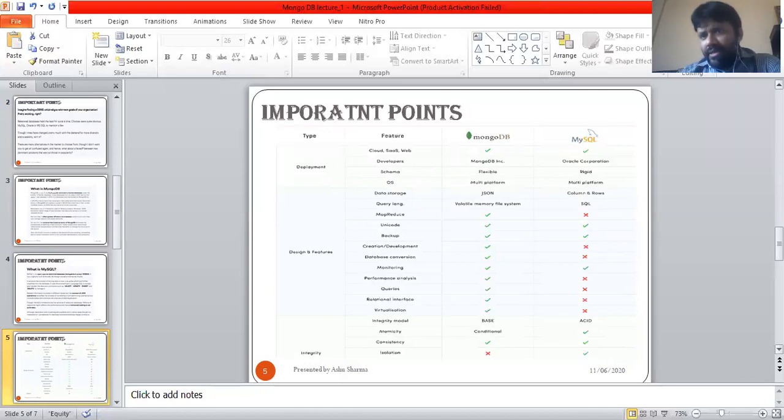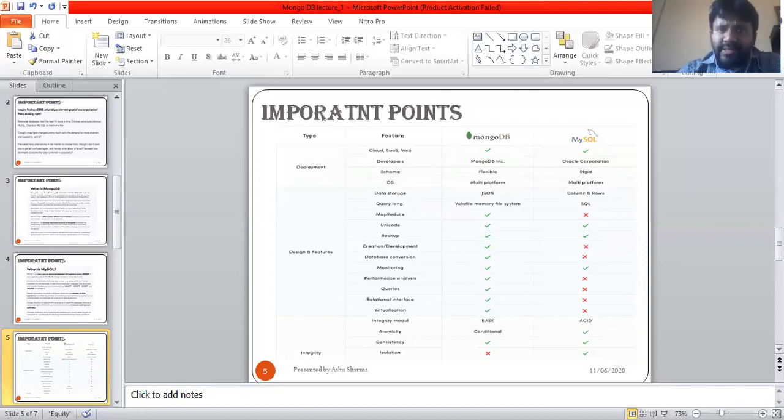But if you compare with MySQL, yes, cloud SaaS web compatibility is there. Again, the developer is Oracle Corporation, and schema is rigid, so schema is not flexible enough. OS is multi-platform, both are multi-platform. Data storage is in the form of columns and rows, so it's a table format, and the query language is SQL. MapReduce and HDFS support has a cross with MySQL, Unicode is yes, and backup is yes. So this is on the basis of the deployment features.